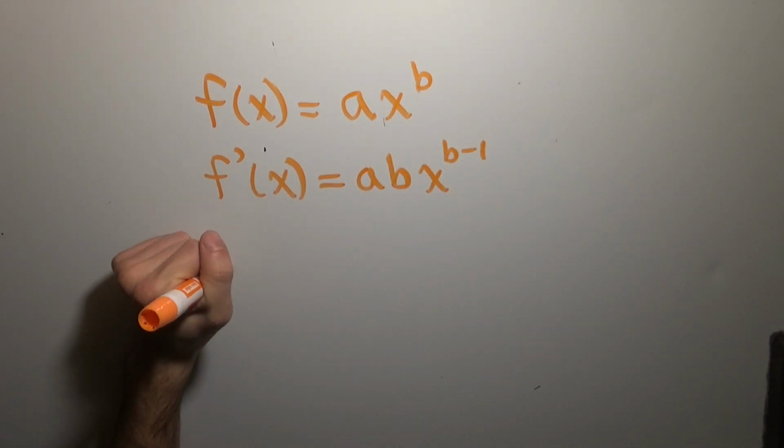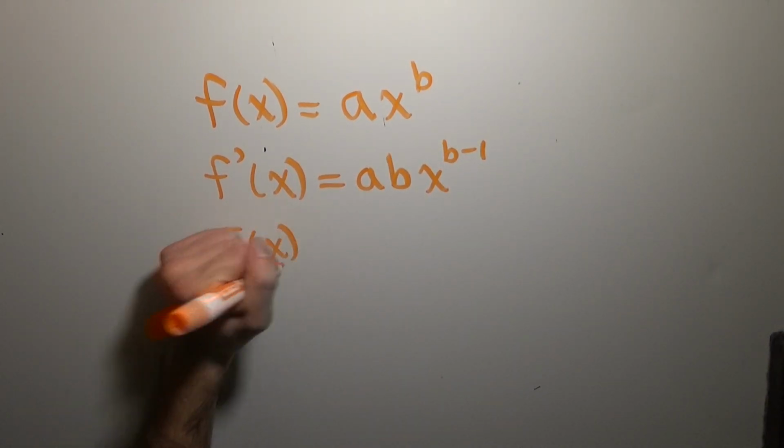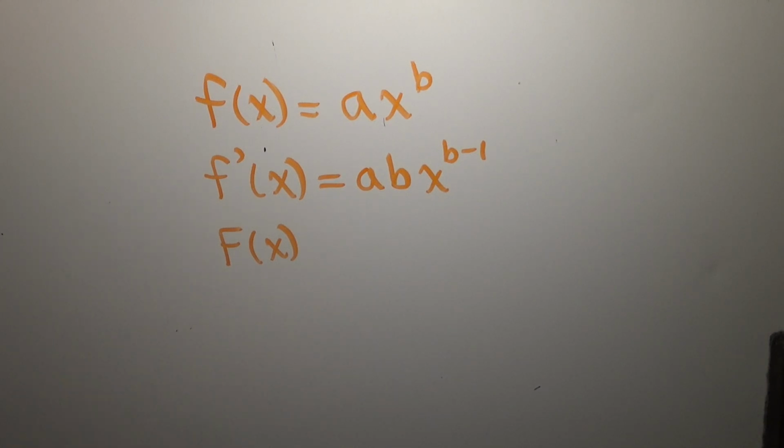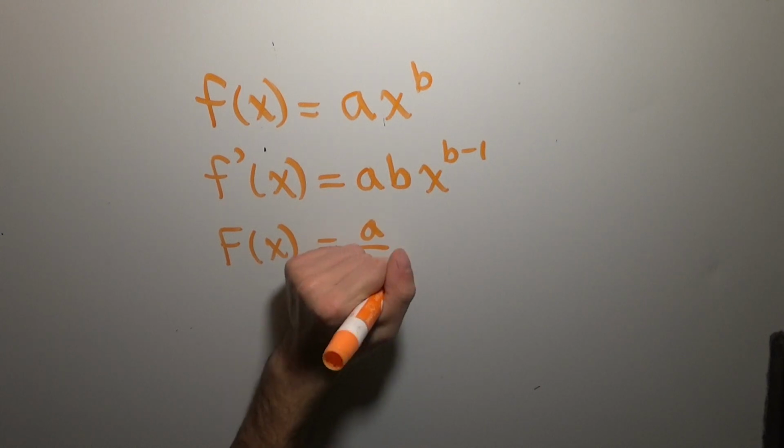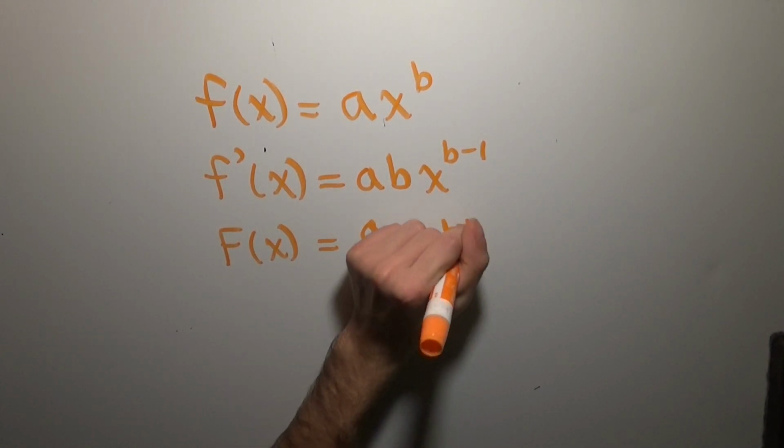And of course, if we do the antiderivative, we just do the opposite of that. So we raise the power by 1 and divide by the new power. So we get a divided by b plus 1 times x to the power of b plus 1.